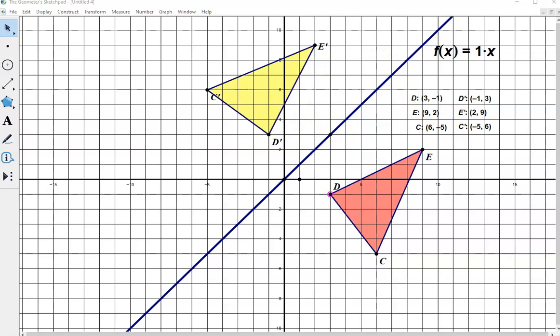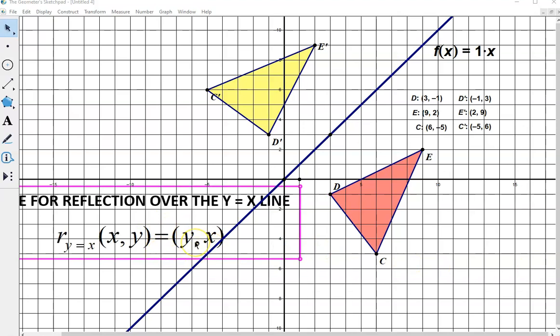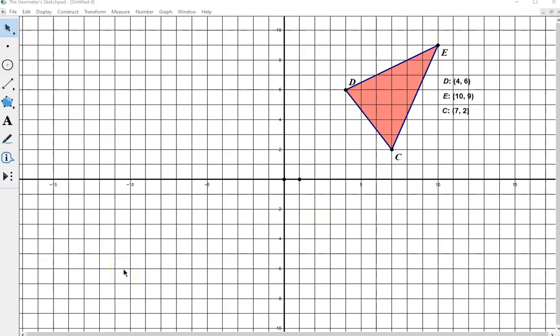So when you reflect across the y equals x line, you get a switching of the variables. And when you do that, you will be reflecting across the y equals x line. Those three rules for reflection need to be memorized. It makes your life way easier. The next ones also need to be memorized. These will be about rotations.